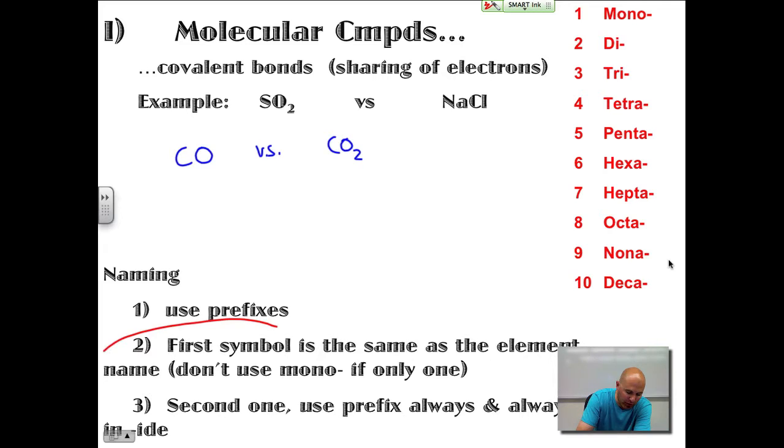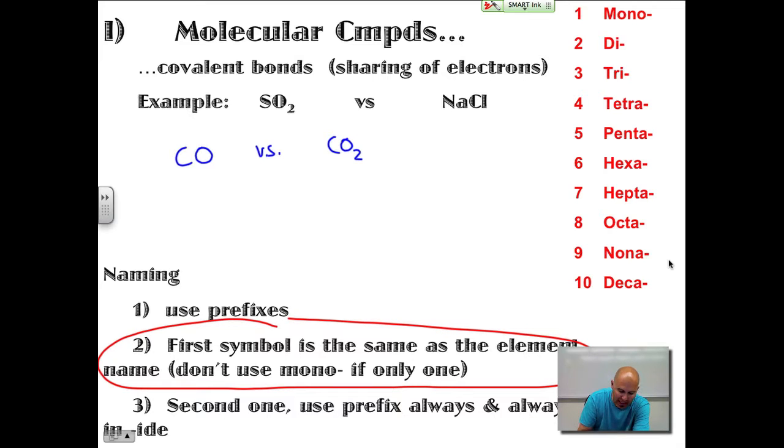Now, the first symbol is the same as the element name, and we don't use mono if there's only one. So there's only one carbon here, so we're just going to call it carbon. The same with this one, carbon. Okay. The second one, in this case, the oxygens are the second one.